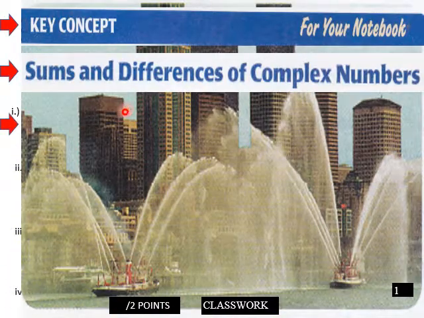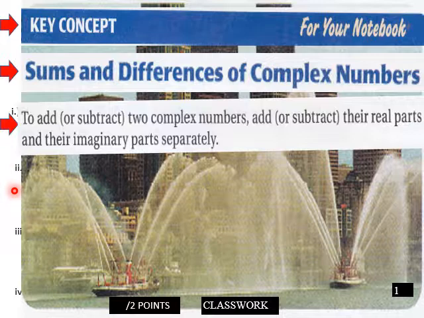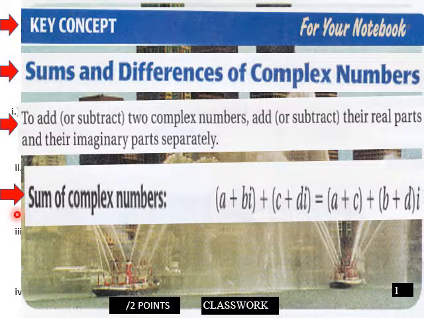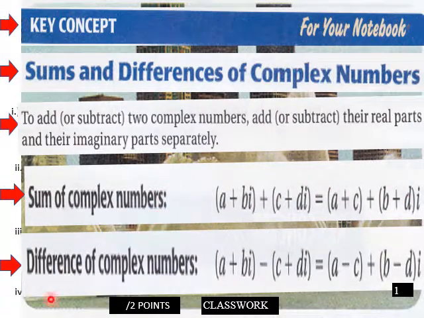We're going to start out here with sums and differences of complex numbers. To add or subtract two complex numbers, add or subtract the real parts and their imaginary parts separately. So a sum of complex numbers would be (a + c) + (b + d)i. The difference would be (a - c) + (b - d)i. So we factor out the i and then add our coefficients for our imaginary number.